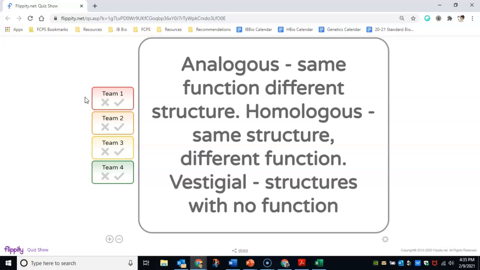They both are made up of the same bones, but I don't use my arms to swim the way a whale does, and I would definitely not survive swimming in the ocean like a whale does. And then vestigial structures are just structures with no function anymore. Like our wisdom teeth, our appendix, we don't really have a real function for them, but they still exist.